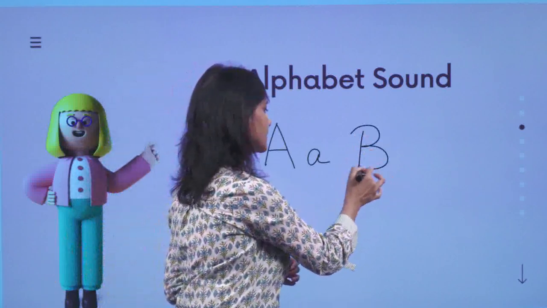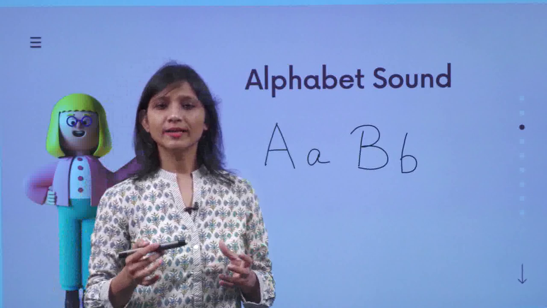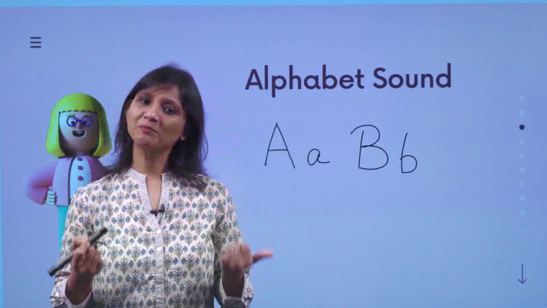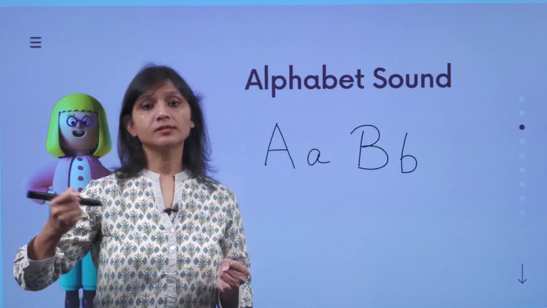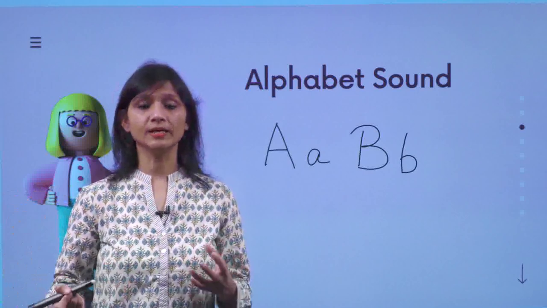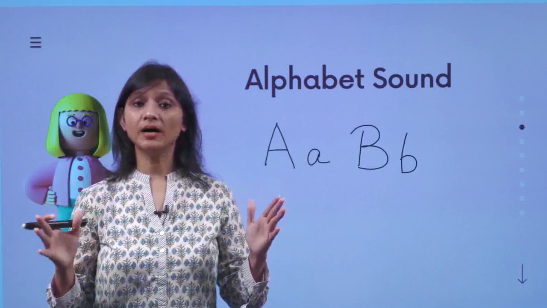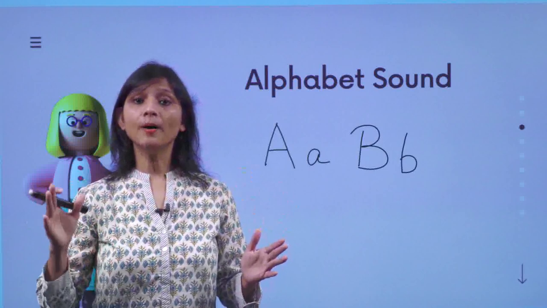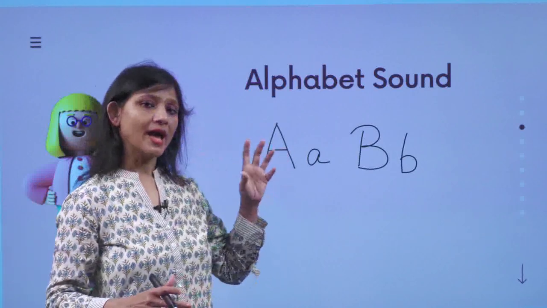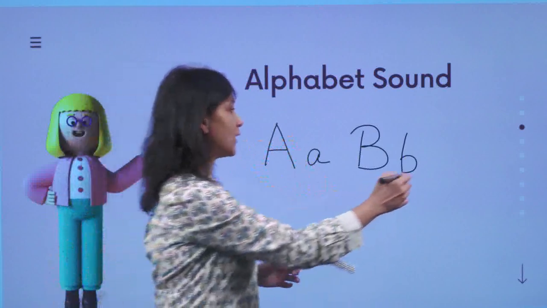The next friend is B. What is the letter sound of B? The letter sound of B is B. Now, what is the phonic sound of B? The phonic sound of B is b. B, b, ball. B, b, bat. So letter sound B, phonic sound b. Now let's move on.